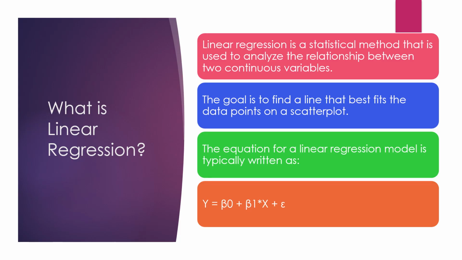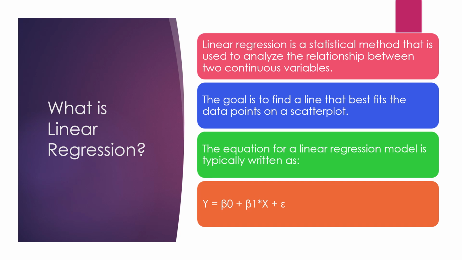So what is linear regression? It is a statistical method used to model the relationship between two continuous variables. The goal is to find the best fit for the data points on a scatter plot. The equation for a linear regression model is typically written as y equals beta naught plus beta 1 x plus epsilon. The equation is based on the principle of minimizing the difference between the predicted values and the actual values.